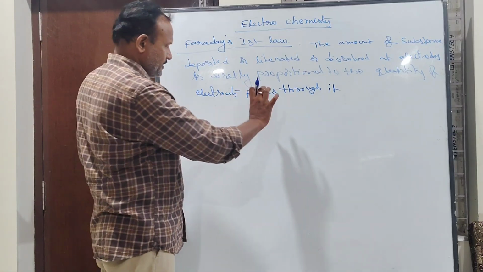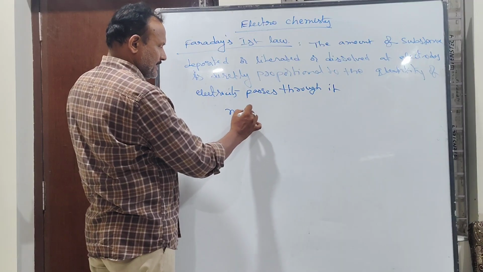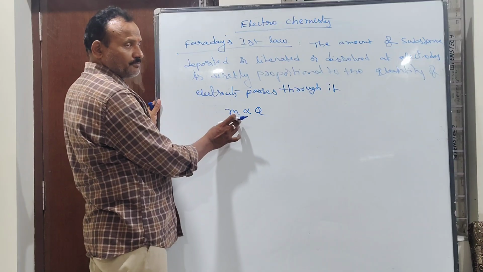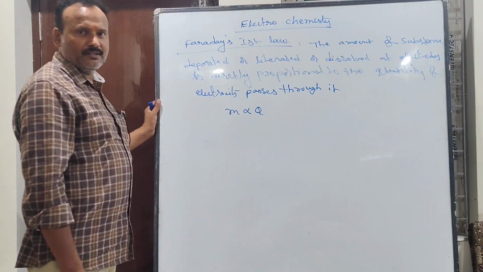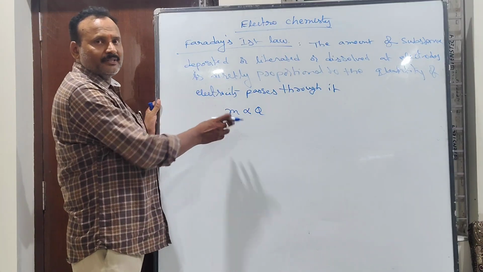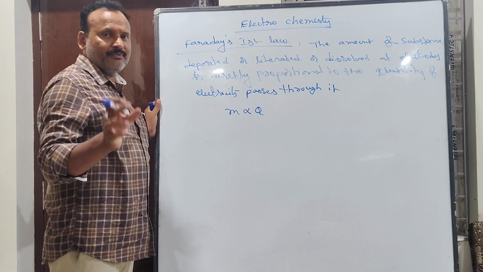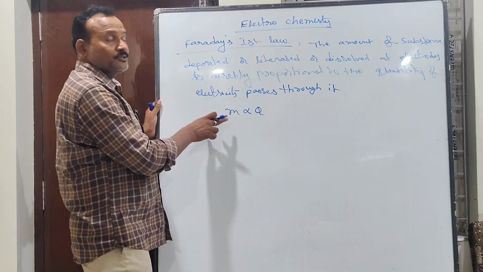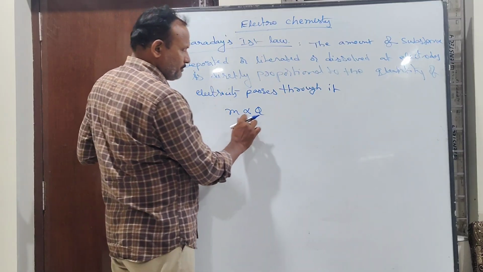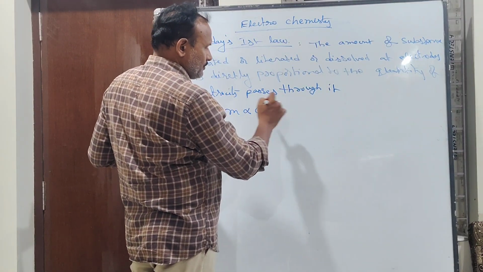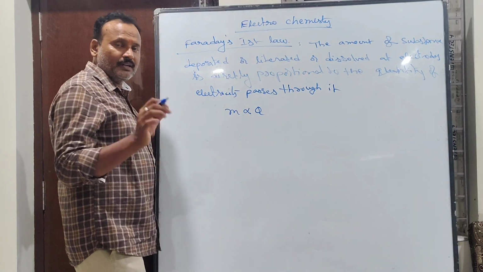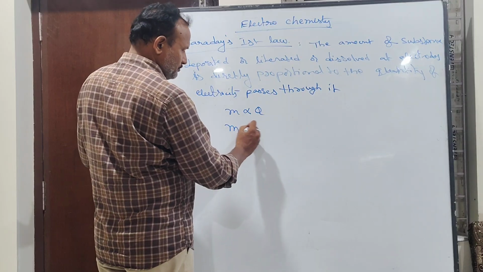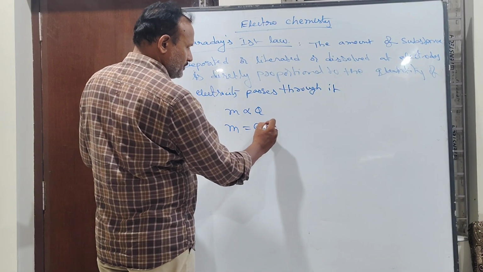Now according to that statement, M is directly proportional to Q. Here M is the mass of the substance deposited or liberated or dissolved. Deposited means if it is a solid, it is deposited. If it is gas, it is liberated. If it is liquid, it is dissolved. So M is directly proportional to Q. Here Q is the quantity of charge in coulombs. Then M is equal to some proportional constant small e into Q.